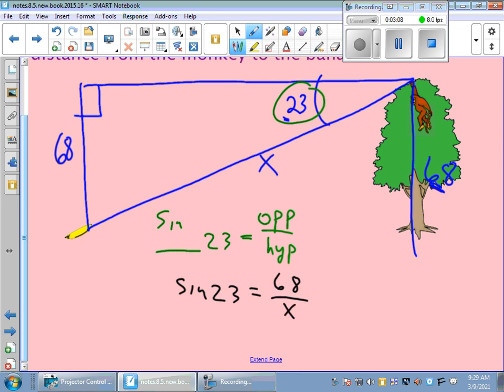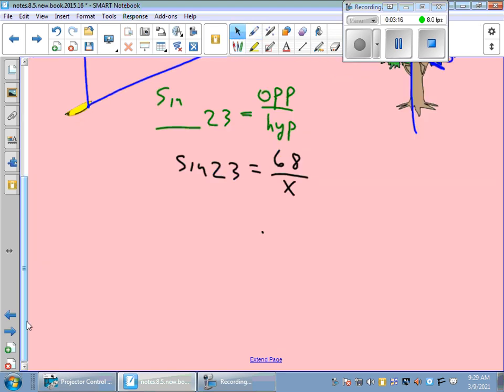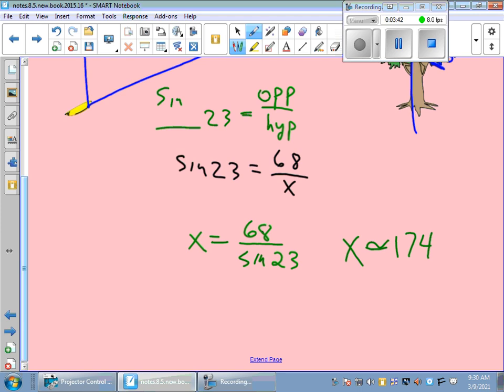So now we do the math, and we try to figure out how to actually solve this correctly. In order to solve this correctly, you actually end up flip-flopping the x. So x equals 68 divided by the sine of 23. So again, do your math: 68 divided by sine of 23. And I output an answer of 174. So x is about 174.0, and that's feet.